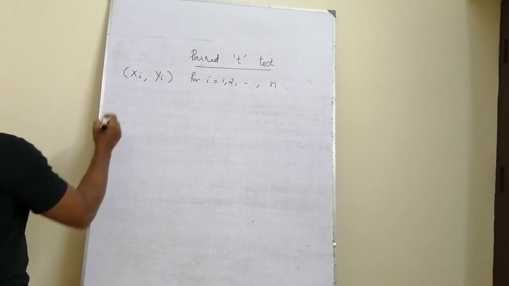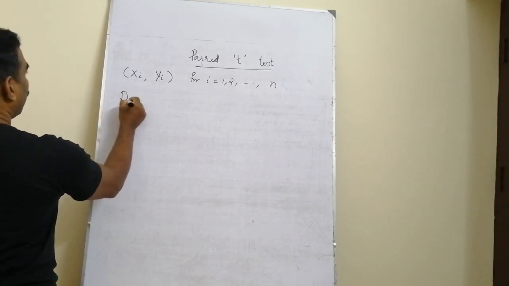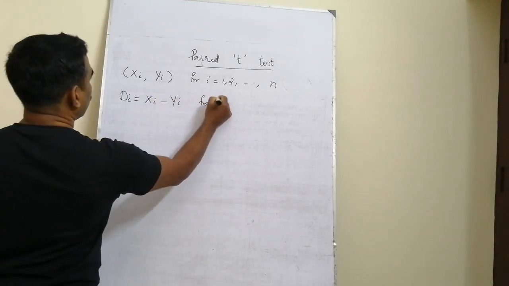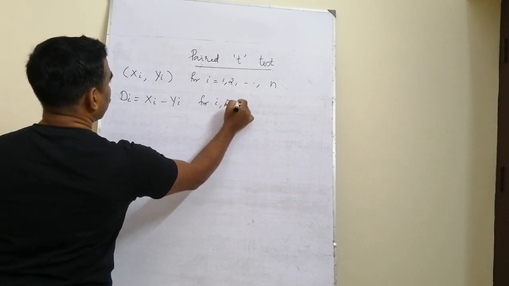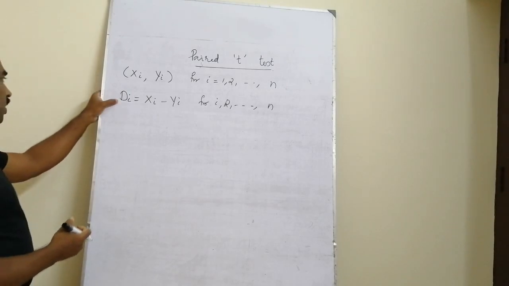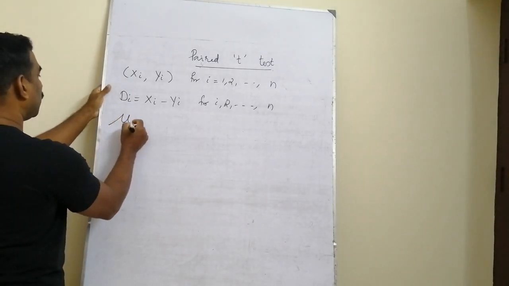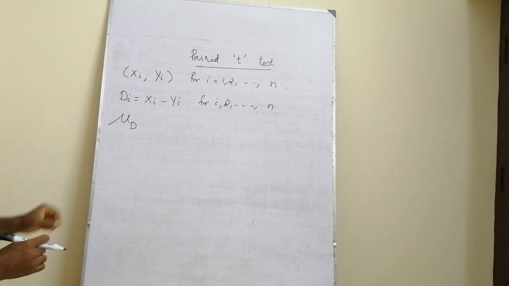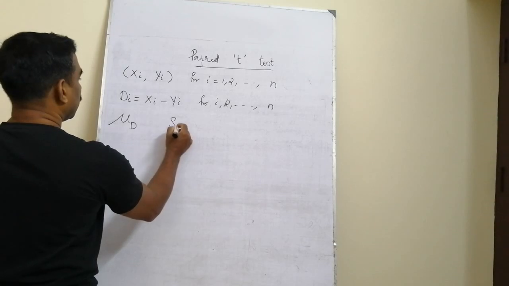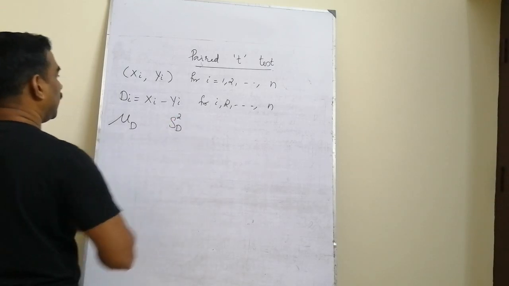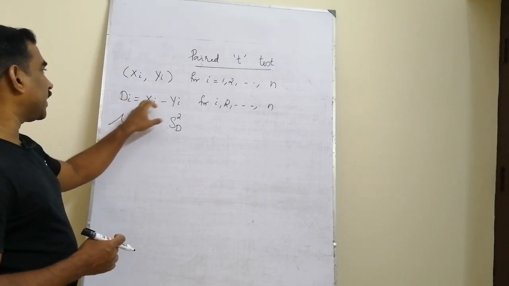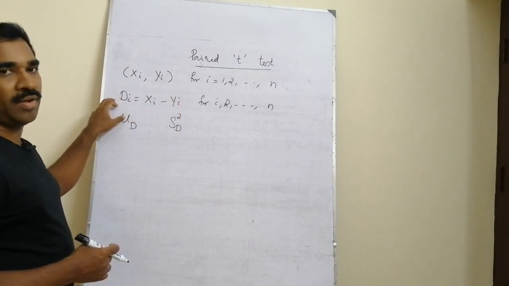In order to implement the paired t-test procedure, we construct another random variable, say di is equal to xi minus yi for i equal to 1 to n. These are called deviations, and these deviations are taken as new random variables. Corresponding to these deviations, the population mean is denoted by mu d, with standard deviation sd, or the variance is sd square. sd square is the variance of the deviations of the random variables xi and yi, and this is taken as a new random variable.